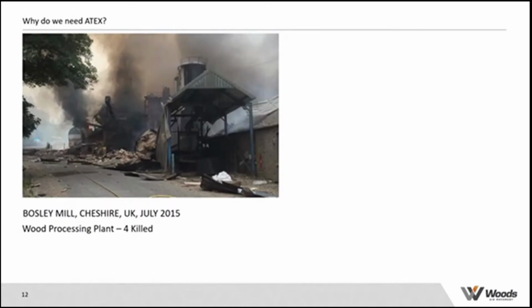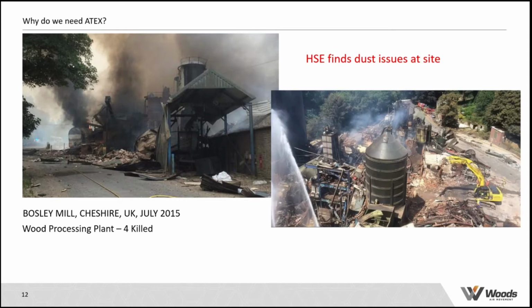So I think, well, is that really relevant? What does that mean? Well, unfortunately, it is, because at Bosley Mill in Cheshire in 2015, a wood processing plant, there were 4 people killed. The understatement was there were dust issues at the site. In other words, the place just wasn't cleaned. It wasn't made safe for the people inside. It totally decimated that factory. And while the owner was given a suspended prison sentence and the company fined close to €100,000, that's no compensation for the 4 people who lost their lives.